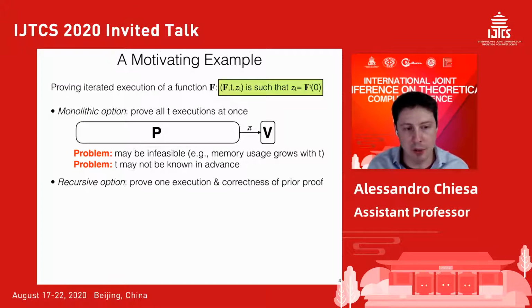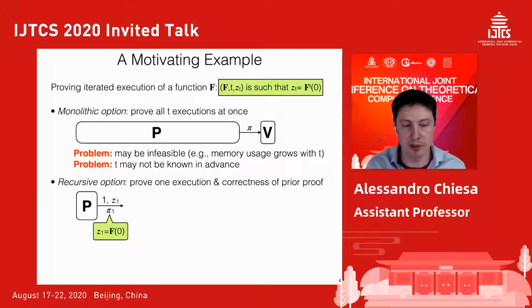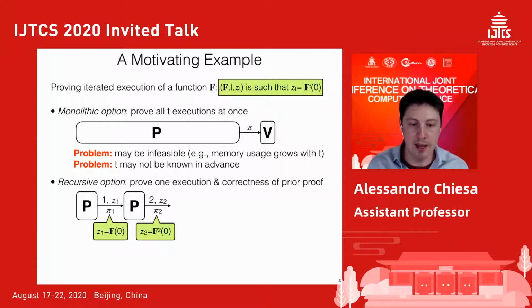So an alternative option that you could imagine is something you could call the recursive option. Essentially, it means that you prove one execution and also prove the correctness of a prior proof. So visually, it would look something like this. First, you prove the first application of f, obtaining some intermediate output z1. So you prove that z1 equals f of 0. Then you prove in a second step that f of z1 is z2, but also you prove that you have checked the prior proof, and so on and so forth.